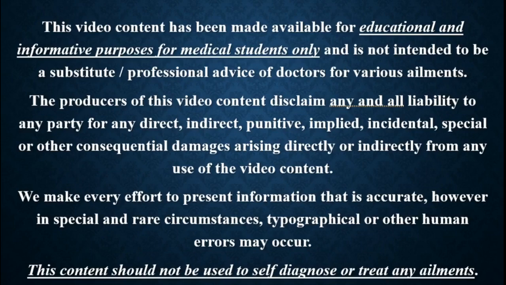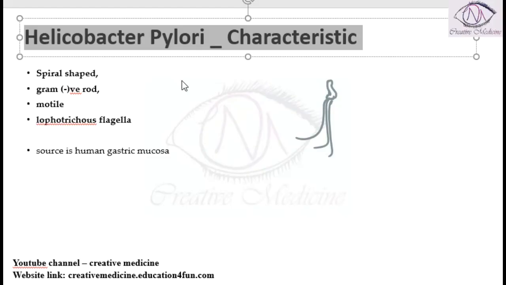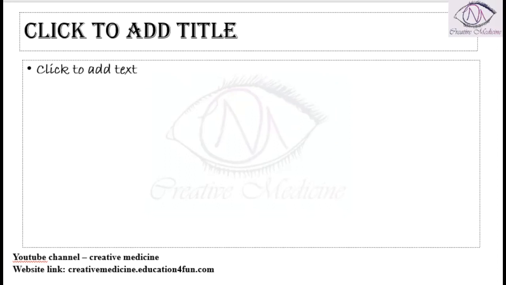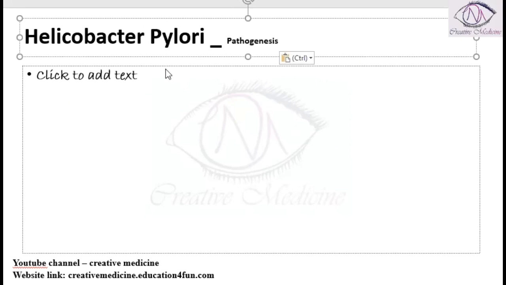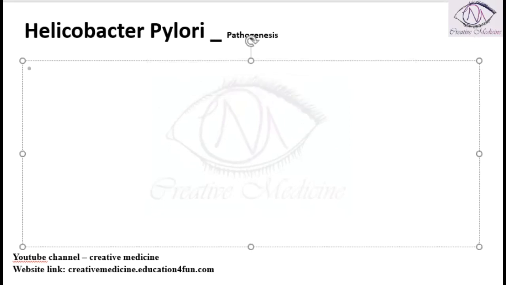In this lecture, we will learn about the pathogenesis of Helicobacter pylori. In the pathogenesis of Helicobacter pylori, first and foremost, it grows at an optimum pH of around 6.6 to 7. Okay, it grows at 6 to 7 pH.